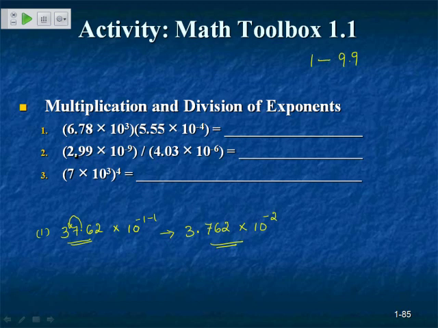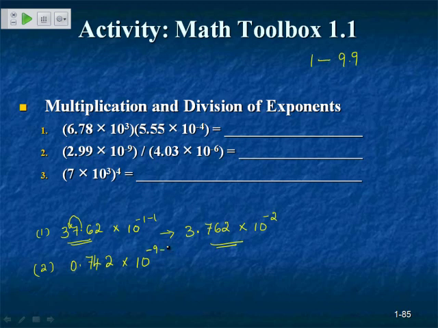Okay, second one, 2.99 into 10 to the power negative 9 divided by 4.03 into 10 to the power negative 6. In division, what do you do? You divide the numbers, but what do you do with the exponents? Subtract. Okay, let's divide the numbers. So when you divide 2.99 by 4.03, what do you get? 0.742. I'll stop there.